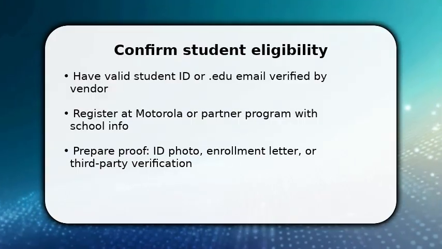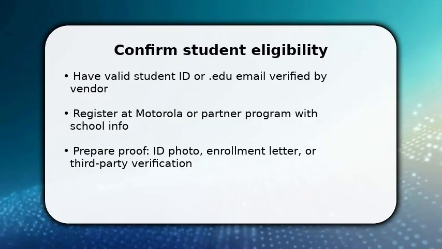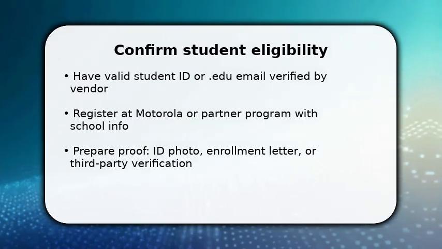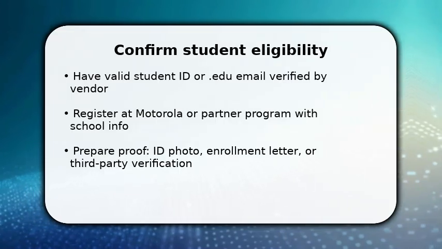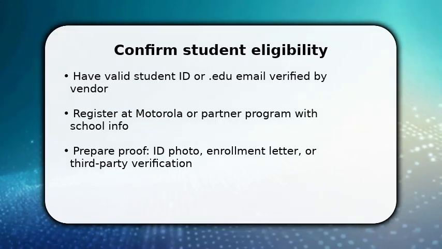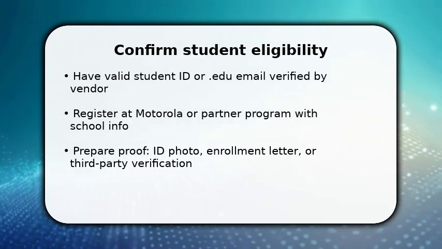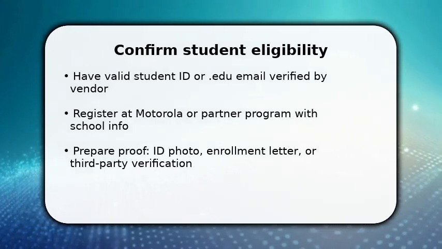You start by proving you're eligible. Use a current .edu email, or a school ID photo. Create or sign into a Motorola account, then open their student discount program page and choose verification. Once done, upload the required proof, an enrollment letter or ID, then wait for confirmation.